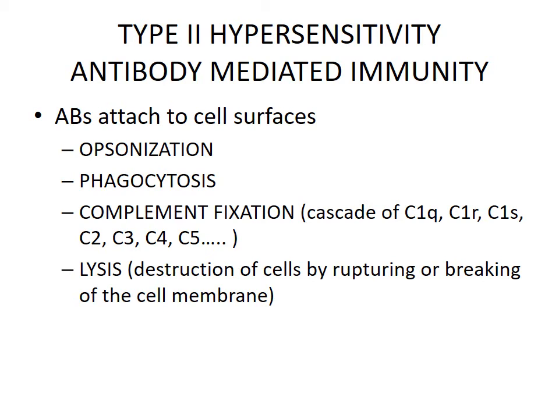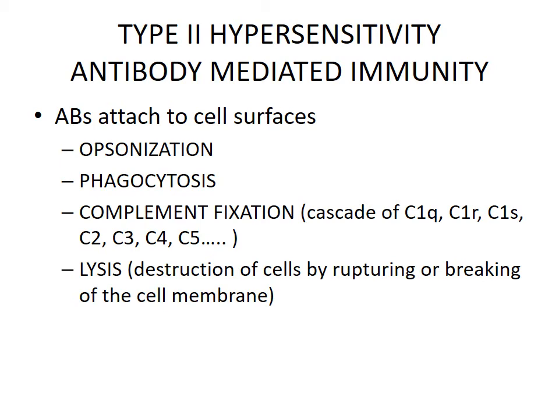phagocytes, by macrophages. Then after opsonization, phagocytosis takes place, and during that, complement fixation and activation of a cascade of killing, like C3 formation, take place, and that leads to killing of the cell. And then lysis or destruction of the cell takes place by breaking or rupturing of the cell membrane.